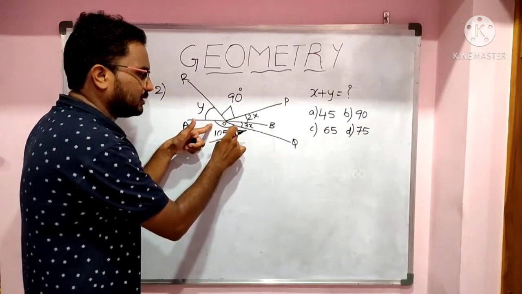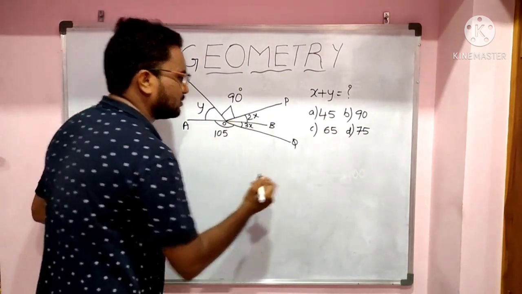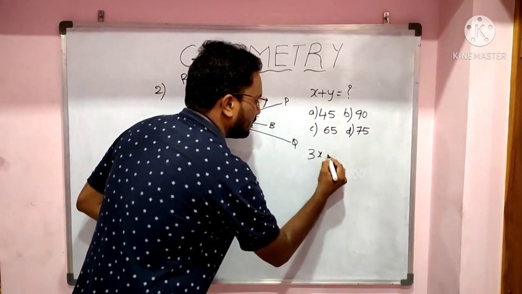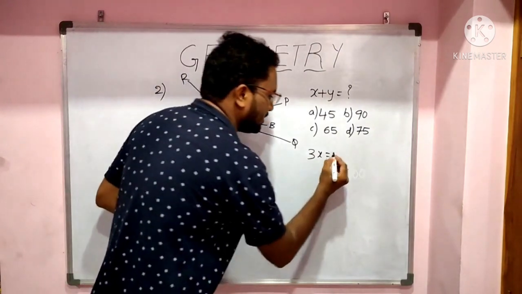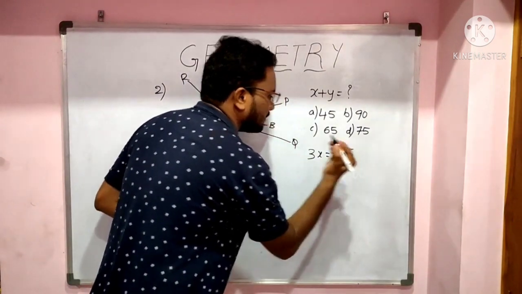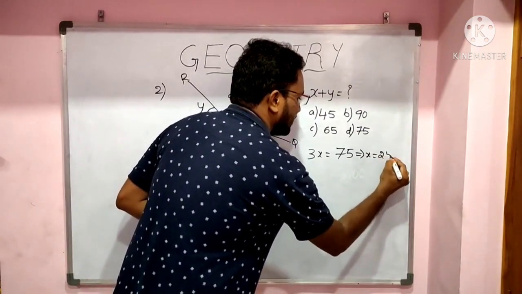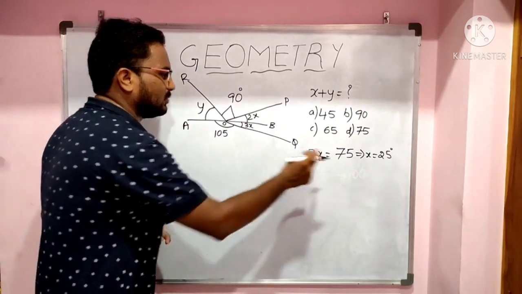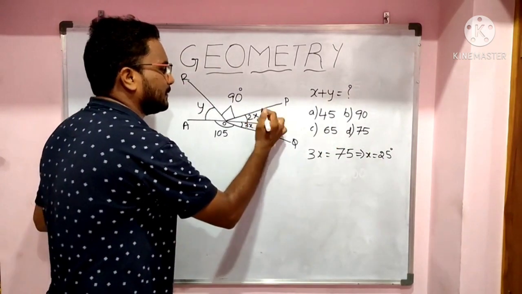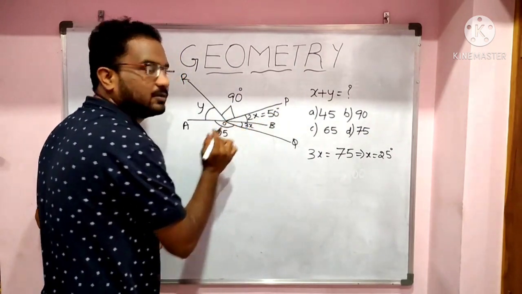This is 105, but a straight angle is 180 degrees. So this 3x should be equal to 180 minus 105, which means 75. So x is equal to 25 degrees. If x equals 25, then this 2x is equal to 50 degrees.